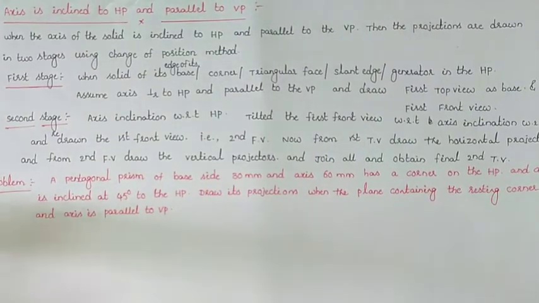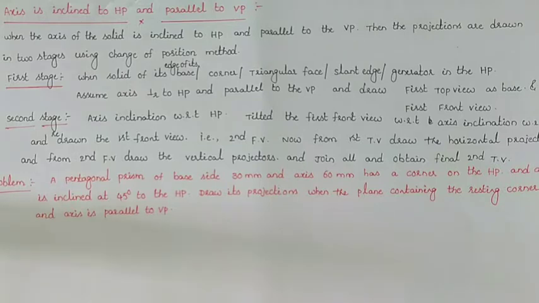Axis inclined to the HP and parallel to the VP. In previous lessons we learned about the plane surface. In case of a plane surface inclined to the HP and perpendicular to the VP, we draw the projections by using the change of position method. So here also we can follow. In case the axis is inclined to the HP and parallel to the VP, or the axis is inclined to the VP and parallel to the HP, or the axis is inclined to both HP and VP, in this condition we will draw the projections by using the change of position method, and also by using the change of reference method.